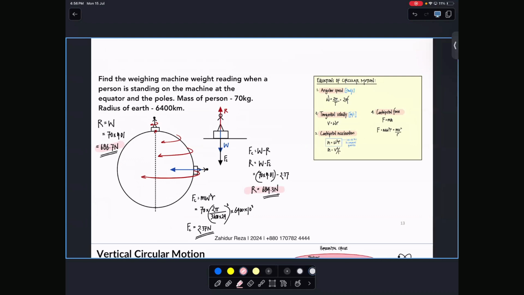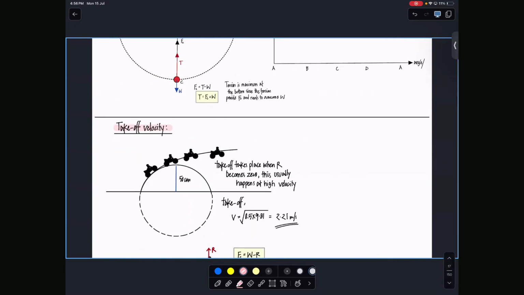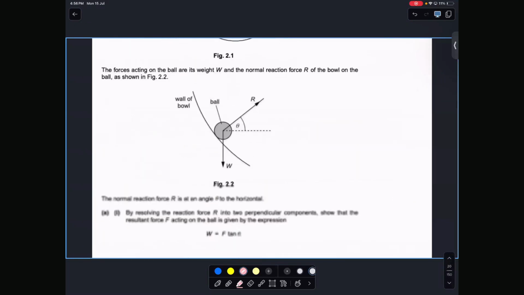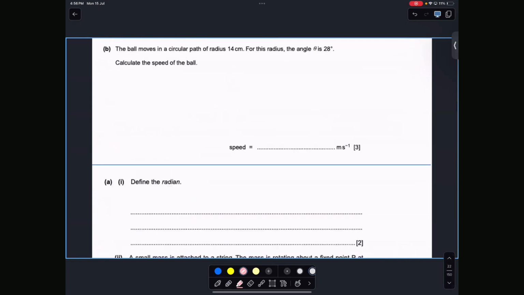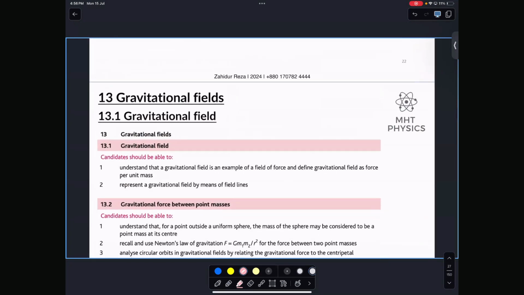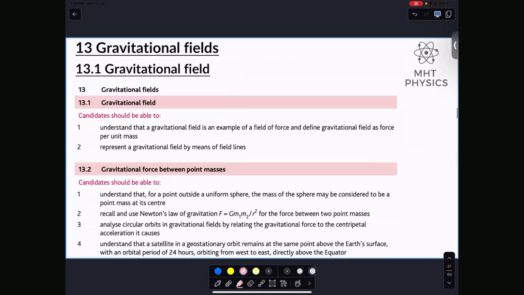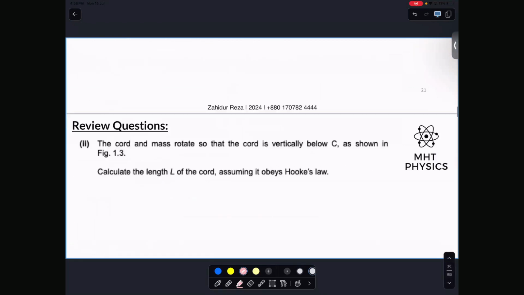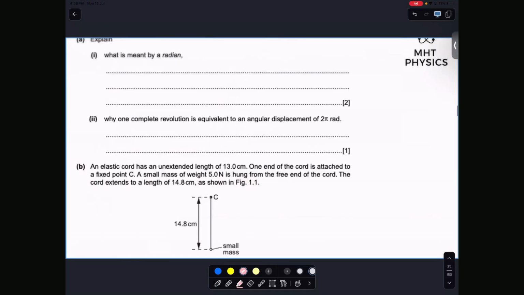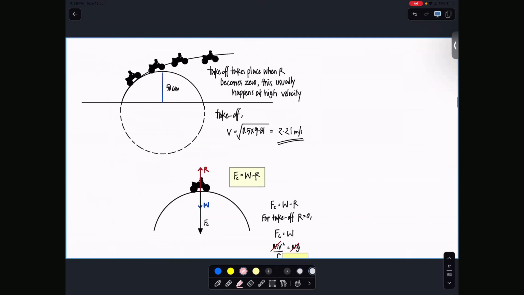So yeah, we're done with circular motion. In our next class, we'll do questions from the past paper, and if time permits, we'll start gravitational fields. That's our next chapter. I'll upload these in Google Classroom today. So if you have missed anything, you can update that.